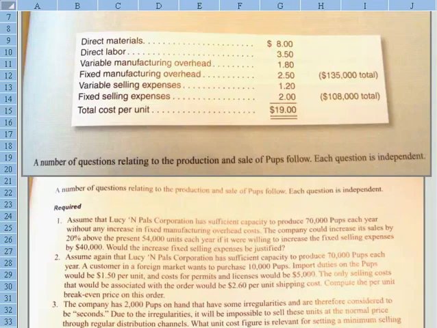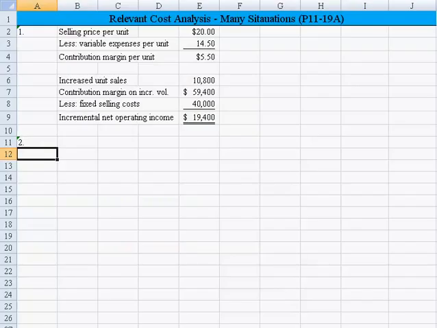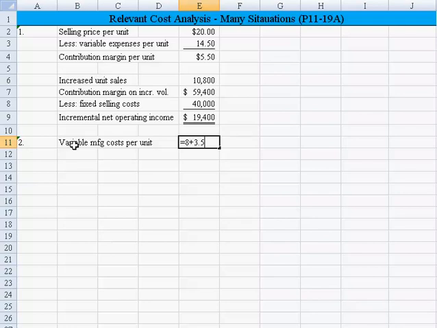Compute the per unit break-even price on this order. Okay, so we need to first calculate what the new variable expenses are, right? Our variable manufacturing costs per unit are equal to the $8 cost, plus the $3.50, we've seen that before, isn't that the labor amount? Plus the $1.80 of variable overhead.